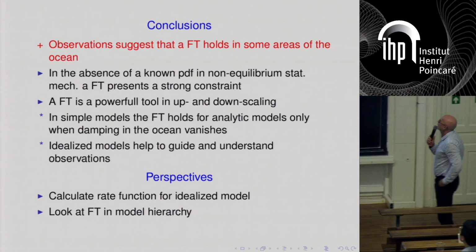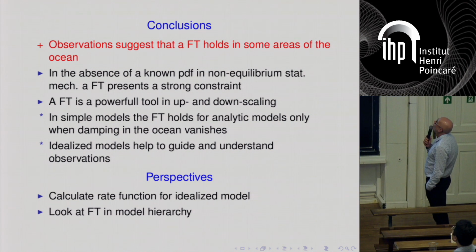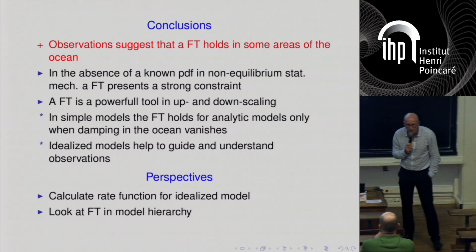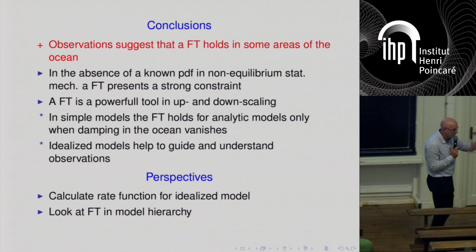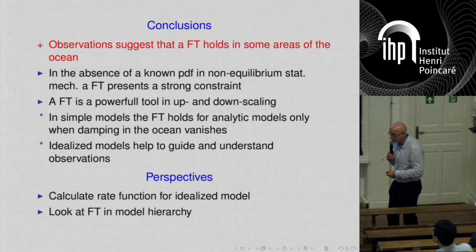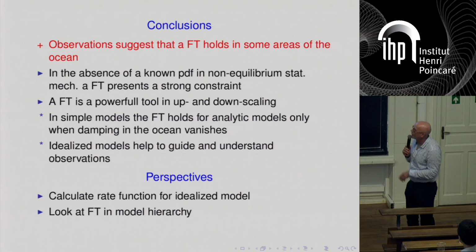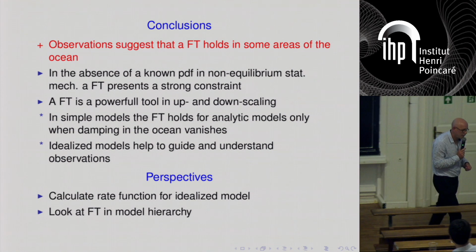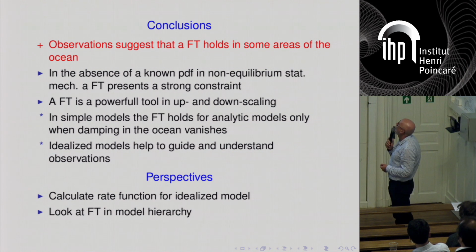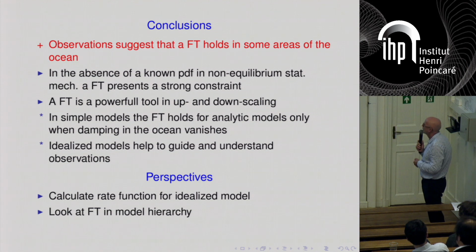The observation suggests that the fluctuation theorem holds in some areas of the ocean. So then why do I look at this? Because in non-equilibrium thermodynamics, of course, we do not have anything like the Boltzmann distribution, or a distribution from which all the other properties of the system derive. But if we know that for some of them a fluctuation theorem applies, then we know that there is a large constraint on the probability density functions of these problems, and this can help our investigations.